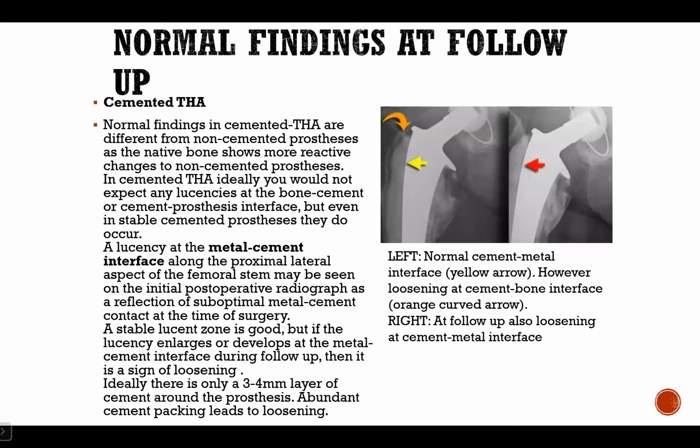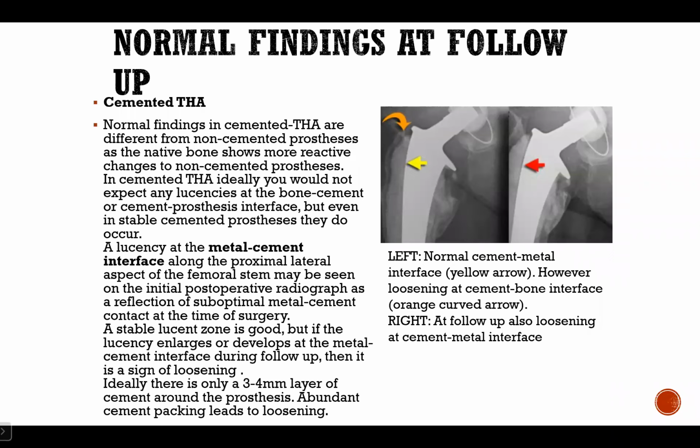Normal findings at follow-up. First of all, we have cemented total hip arthroplasty. Normal findings in cemented total hip arthroplasty are different from non-cemented prostheses, as the native bone shows more reactive changes to non-cemented prostheses. In cemented total hip arthroplasty, ideally, we would not expect any lucency at the bone-cement or cement-prosthesis interface, but even in stable cement prostheses, they do occur.